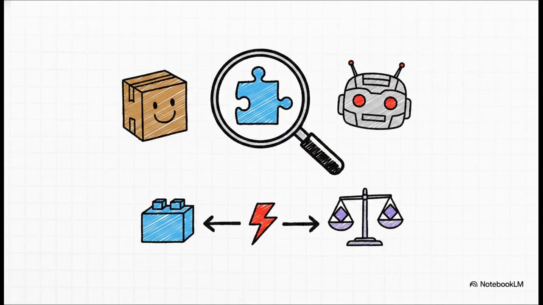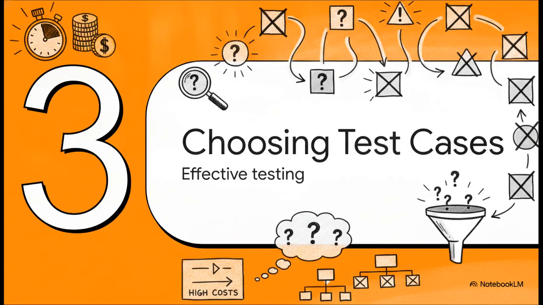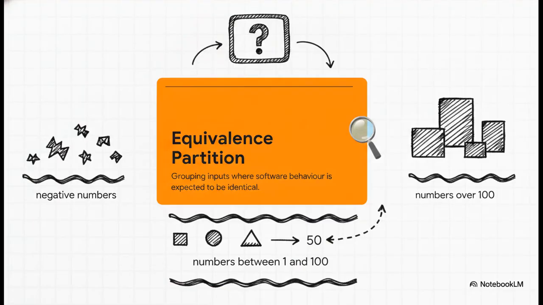How do we actually pick the data for our tests? That brings us to Section 3, choosing test cases. Because let's face it, testing is expensive, and it takes a lot of time. We really need vital strategies for choosing effective test cases without wasting our time testing literally every single number in existence. Our first strategy here is equivalence partitioning.